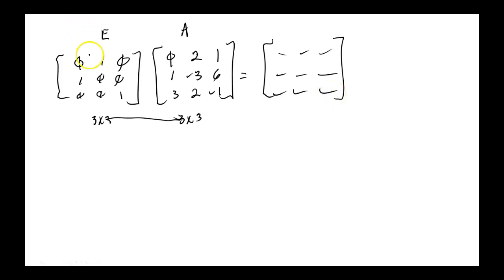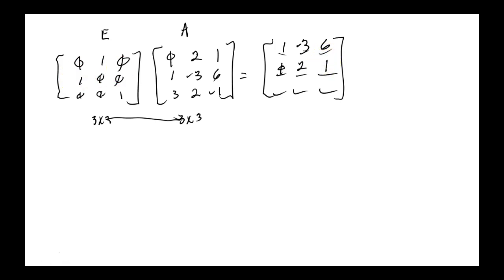Let's do the math. The 1,1 entry: first row by first column, 0, 1, and 0. That's just going to be a 1. The 1,2 entry, first row by second column, 0, minus 3. So that's a minus 3. The 1,3 entry, first row by third column, 0, 6, and 0, so that's just a 6. The 2,1 entry will be second row by first column. No, sorry, I didn't do it right. Second row by first column, 0, 0, 0, so that's a 0. The 2,2 entry is second row by second column, which will be a 2, 0, 0. That's just a 2. And then the 2,3 entry is second row by third column. That would be a 1, 0, 0. So that's just a 1.